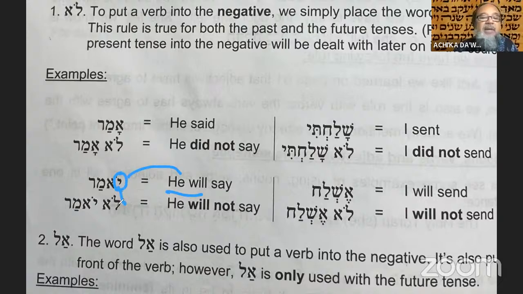Because I'm going to say lo, that is "he will not." See, the "will" is the future tense. This right here means "he will." Just remember that. "He will," because it's added to the front. The "say" part is right here. The "not" part is right there. That's what it means, not.